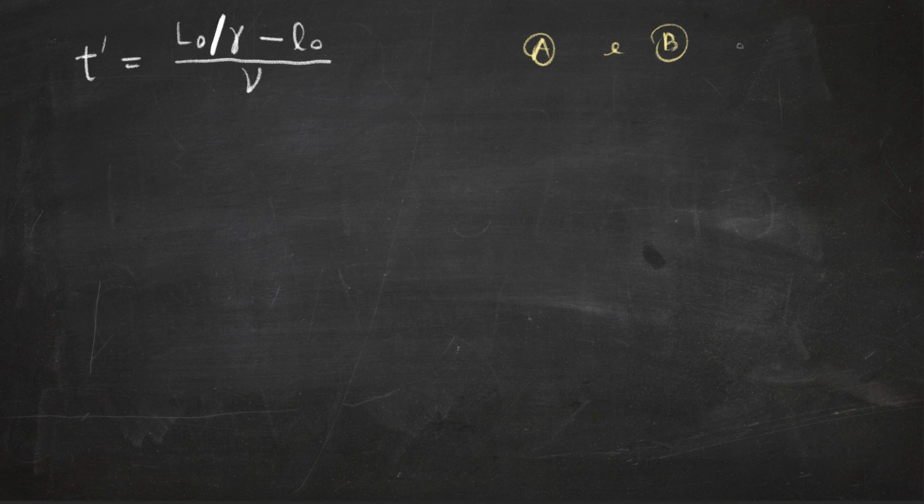So if A and B are time-like, then A could be the cause of B. That means there could be a world line traveling from A to B which is slower than the speed of light. And that's the case where t prime would necessarily be positive all the time. For my parameters here, that would mean L naught over gamma minus little L naught would have to be always greater than 0.